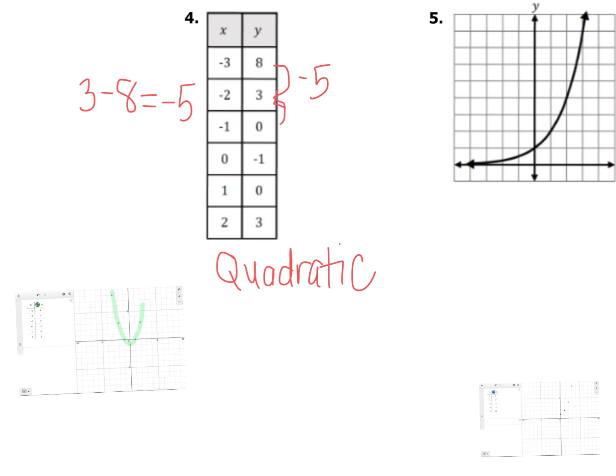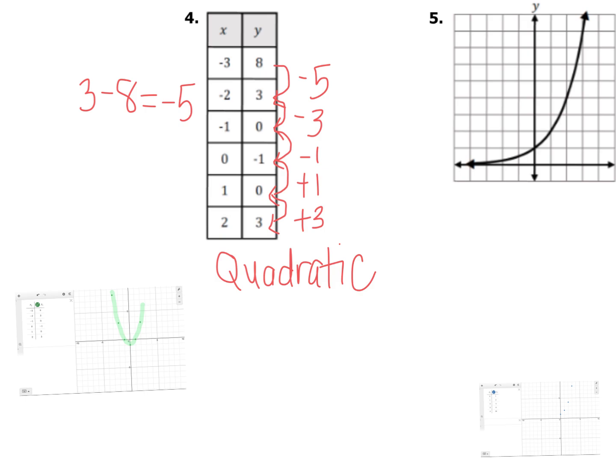Well, to get from 3 to 0, I am subtracting 3. To get from 0 to negative 1, I am subtracting 1. From negative 1 to 0, I am adding 1. And then to get from 0 to 3, I am adding 3. Actually, I'm adding 1 here. Sorry.